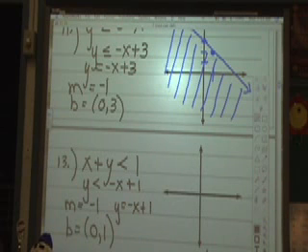And then plot it. You plot a point at 0, 1. And then you go 1 down and 1 to the right. And you draw a dashed line. Shaded above or below? Below.